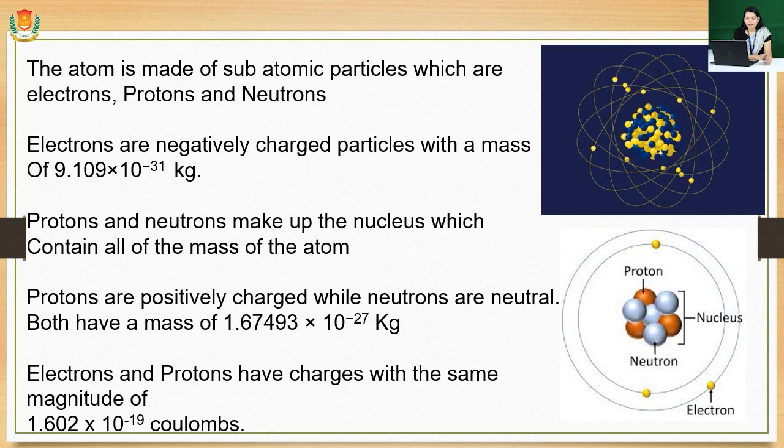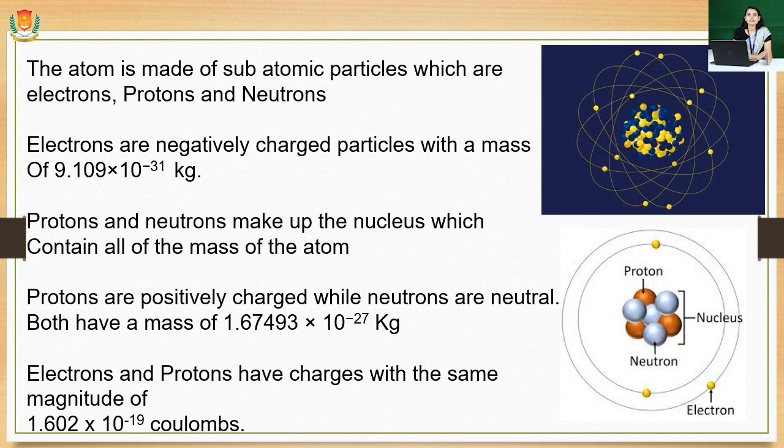Electrons and protons have charges with the same magnitude of 1.602 x 10^-19 coulomb. As we all know, coulomb is the unit we use for measuring electric charge. So electrons and protons have the same magnitude of charge, but their nature is opposite.